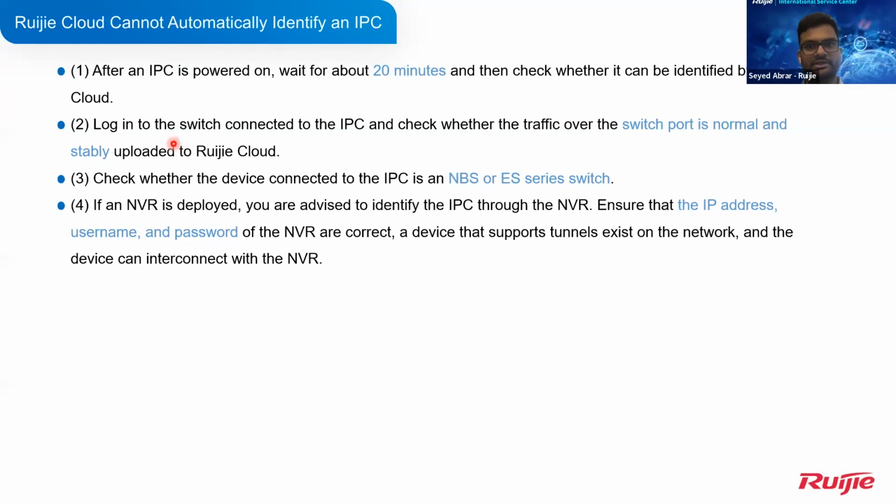So once you're connected to it, the switch port should be normal. Usually 100 meg is a port, and it should be stable. The traffic should be stable. And the most important point, you should use an NBS or ES series switch to automatically identify the IPC. It will assist our Reyee cloud to detect the IPC automatically and get the traffic from these two series of switches.